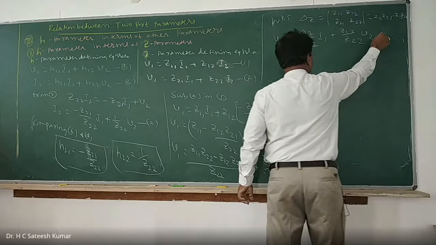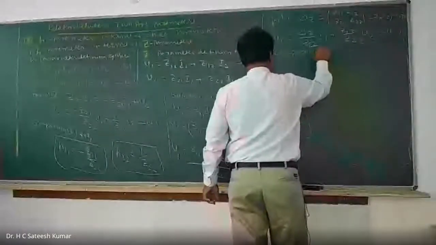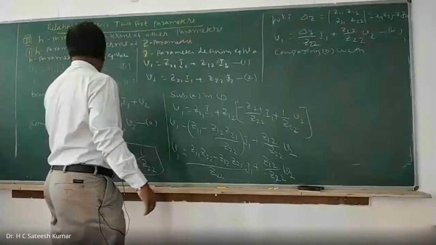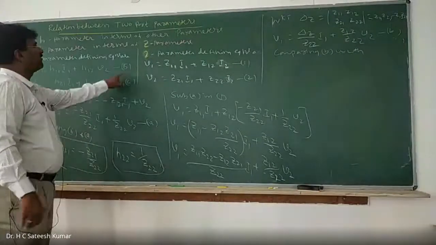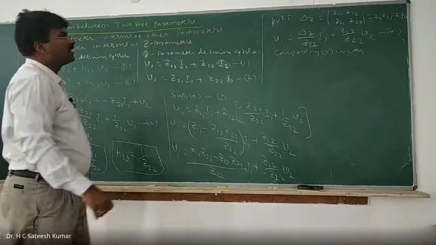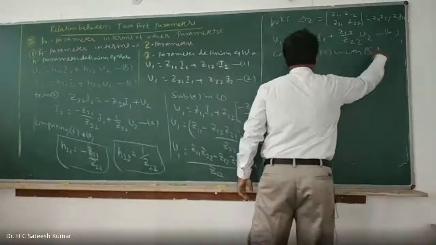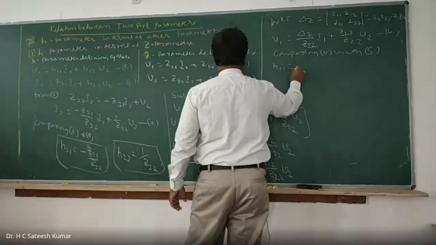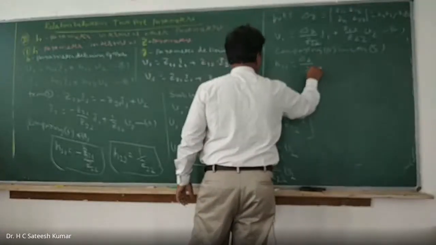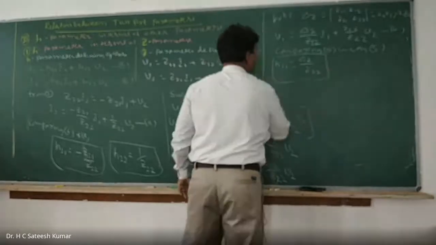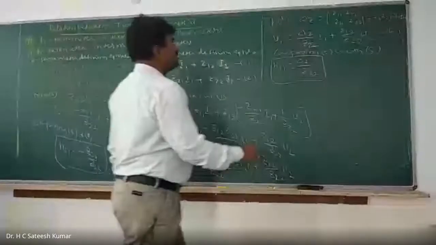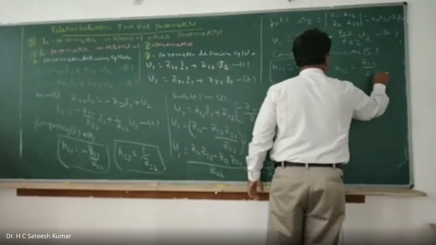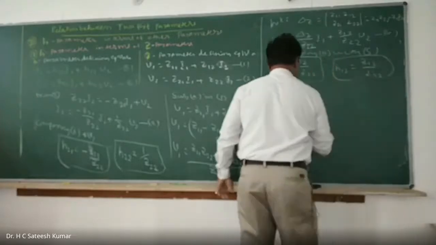Comparing B with what? Earlier, A with 6 we did. Rest is 5. Comparing B with 5. Now 5 is V1 on the left hand side. H11 is equal to delta Z divided by Z22. Next, H12 is equal to Z12 divided by Z22.